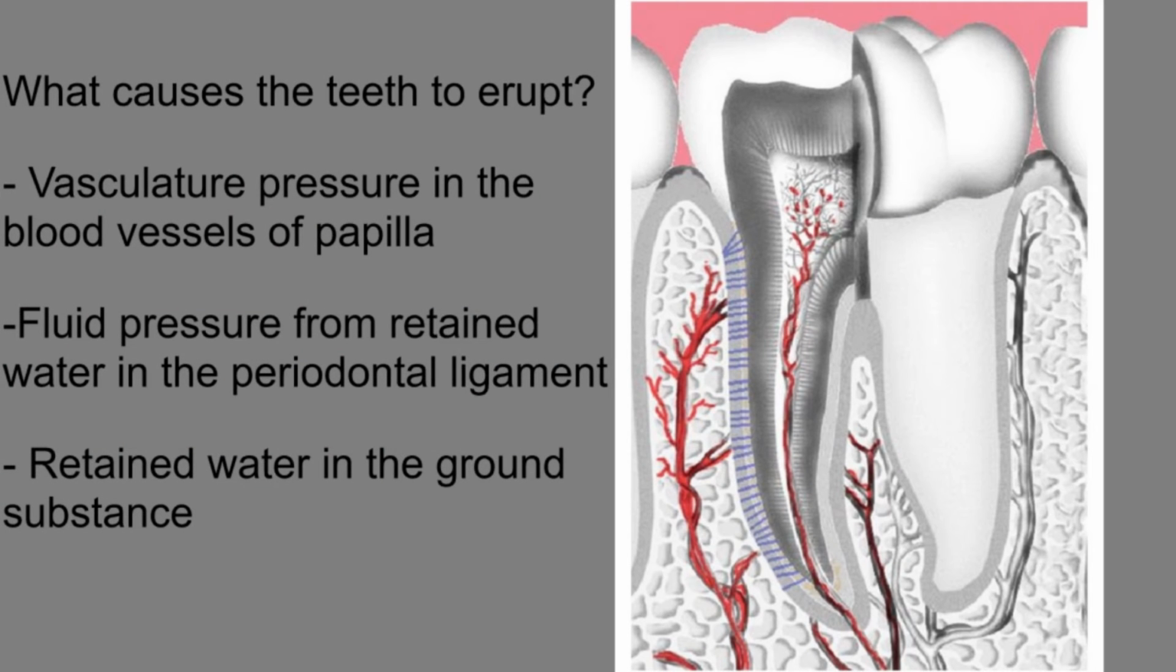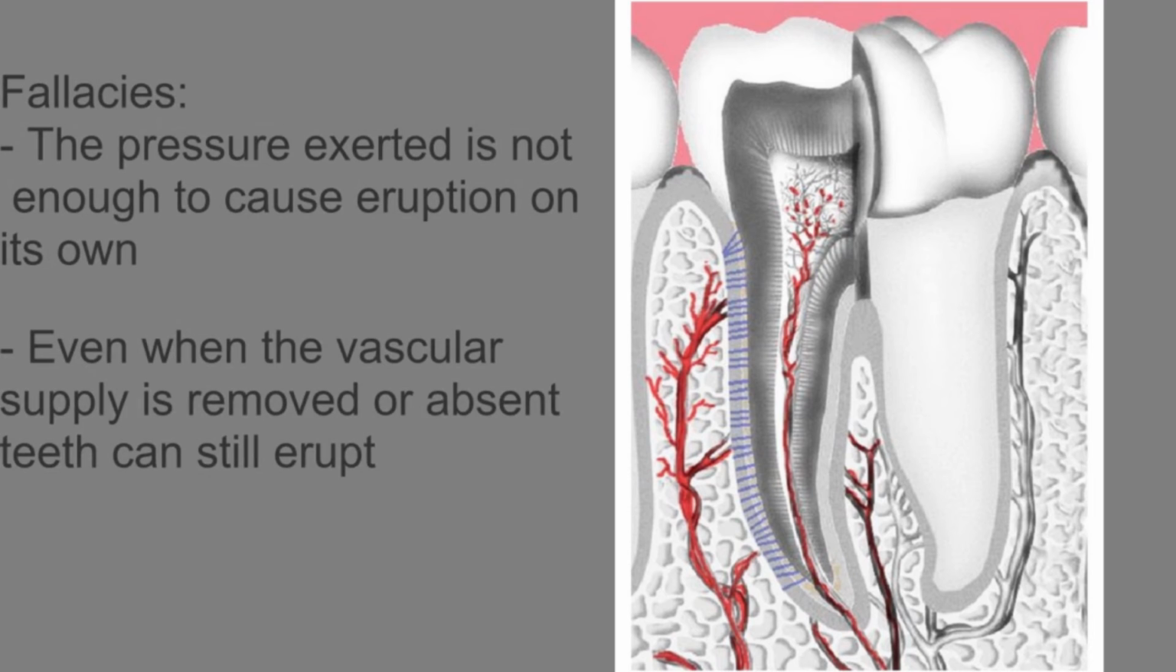Vascular pressure in blood vessels of the papilla and fluid pressure due to retained water in the periodontal ligament causes teeth to erupt. Teeth move in their socket according to arterial pressure. By retaining water, ground substance may also swell, therefore creating pressure. But such pressures are not primary in tooth movement, because if root and periapical vasculature are removed surgically, tooth eruption is still not prevented. This theory is not recommended now, as in the absence of blood vessels, tooth eruption still occurs.